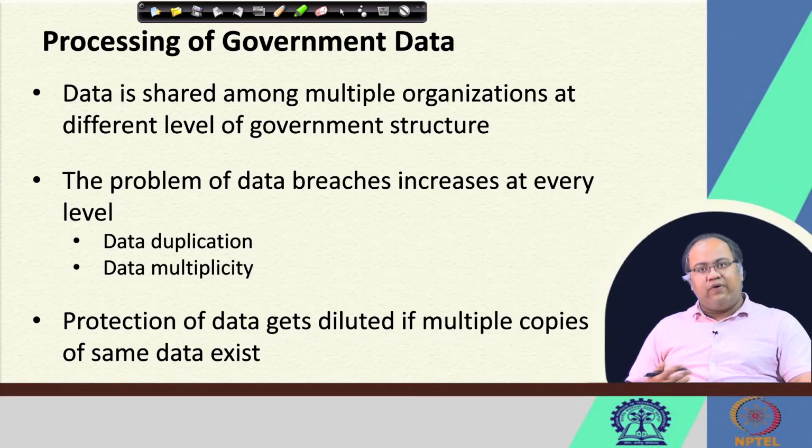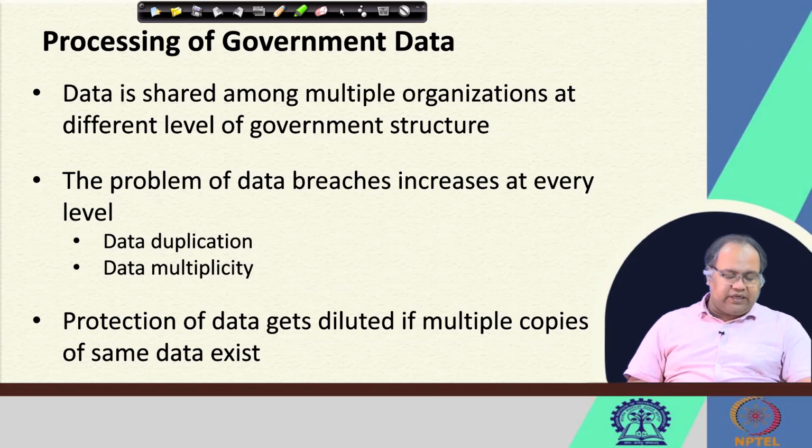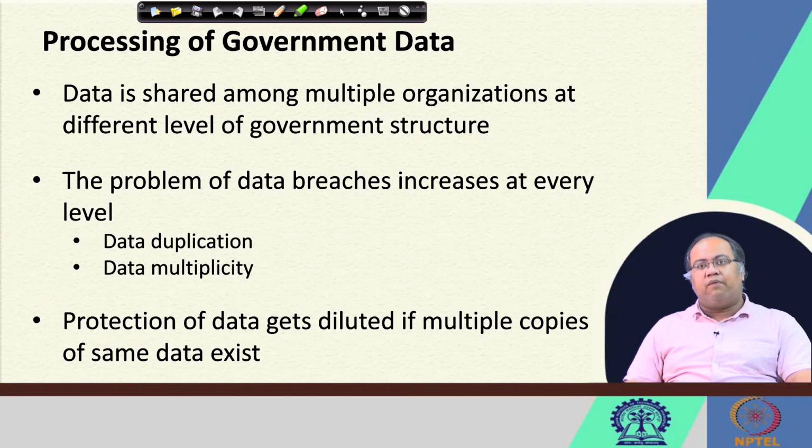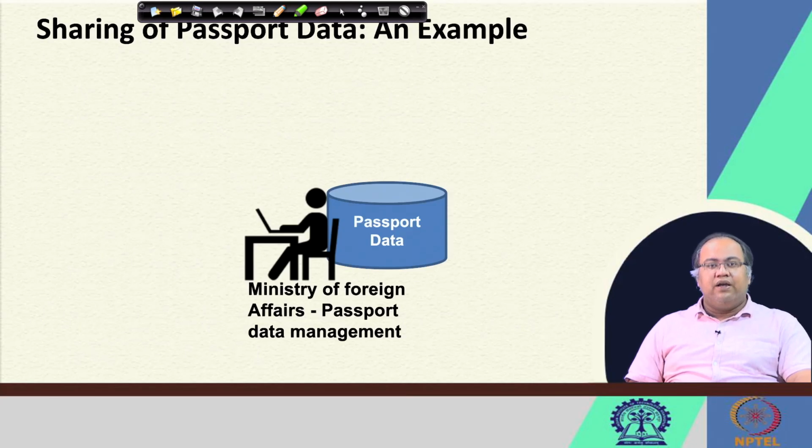Whenever such data duplication and multiplicity happens, the protection of data gets diluted if multiple copies of the same data exist. So, from that particular aspect, possibly blockchain can help. Here is one example of sharing of passport data. Passport data is again considered to be highly sensitive data.